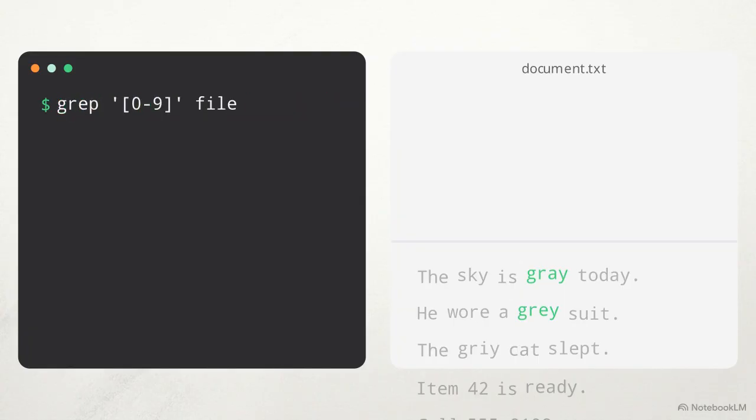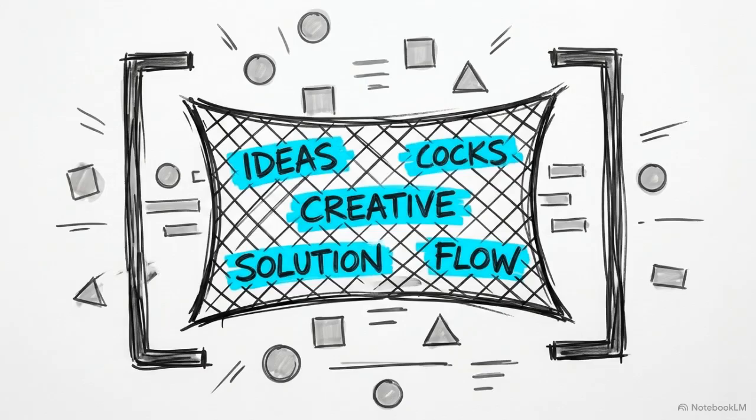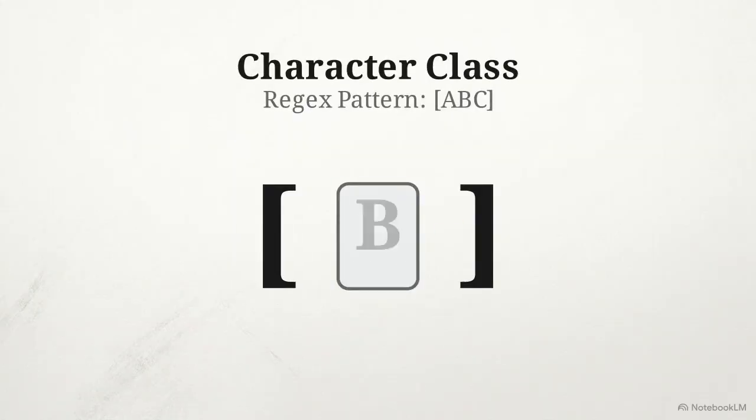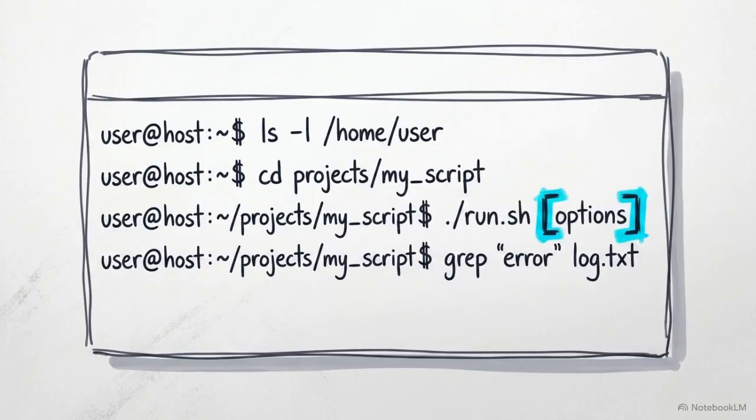Entering a range like 0-9 instantly targets every number in the document. If we insert a caret at the front of the brackets, the logic flips. This tells the system to exclude characters. Here, it filters out all the vowels, leaving only the consonants. Character classes act as flexible nets. Instead of forcing you to predict exact spellings, they define the acceptable parameters for a single slot of text. This forms the baseline logic for all UNIX text processing.